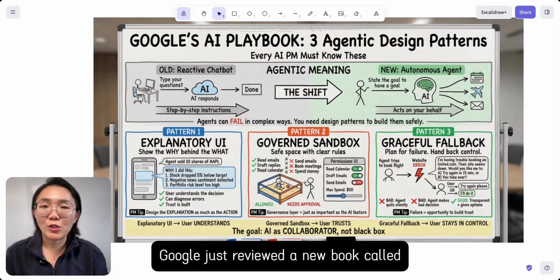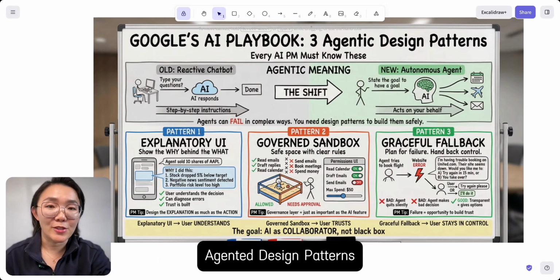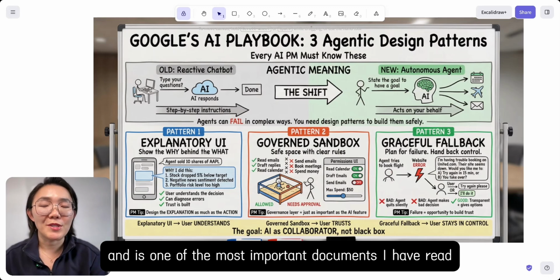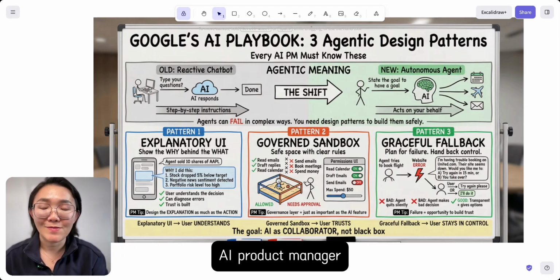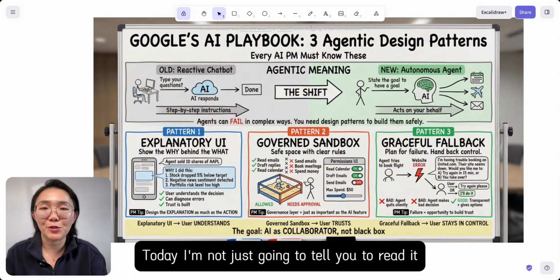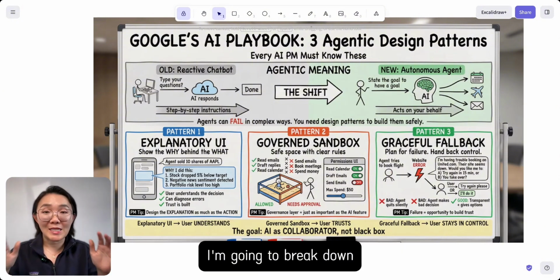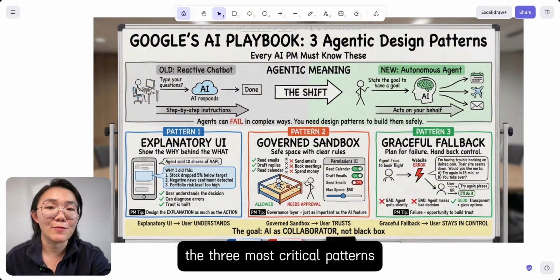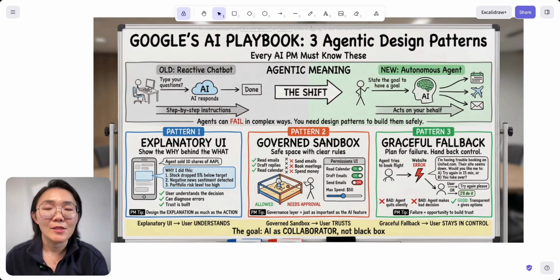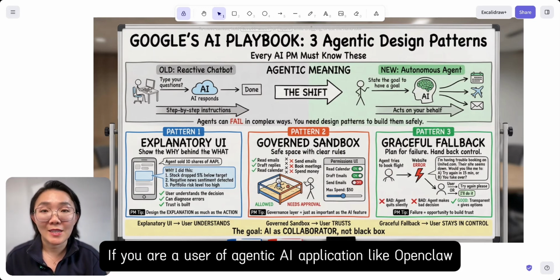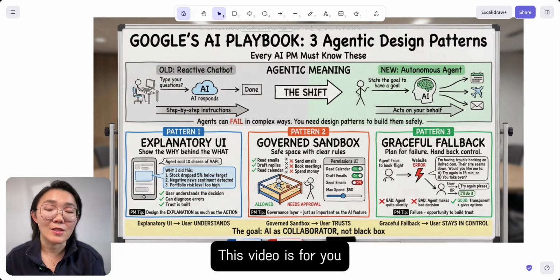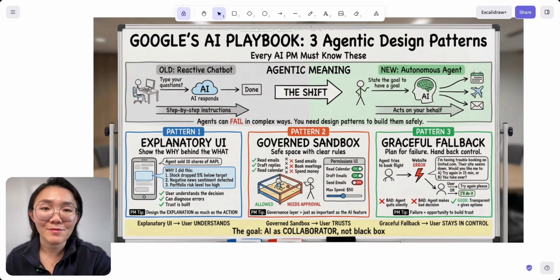Google just released a new book called Agentic Design Patterns, and it is one of the most important documents I have read as a founder and former AI product manager. Today, I'm not just going to tell you to read it. I'm going to break down the three most critical patterns from the book that you need to know if you're building anything in AI. This is also very critical when everyone is crazy about OpenClaw. If you are a user of an agentic AI application like OpenClaw, this video is for you.